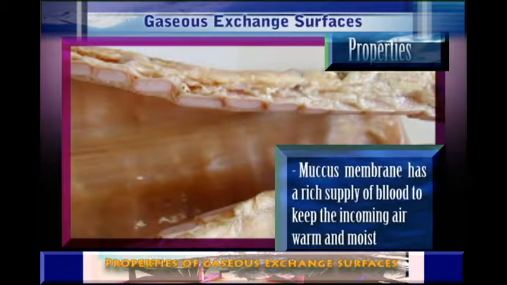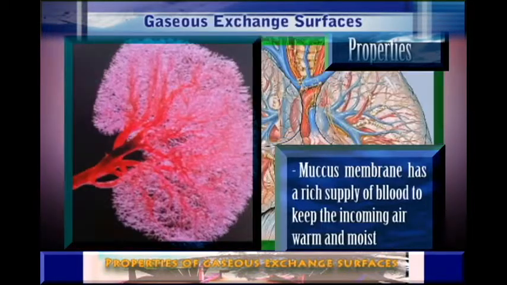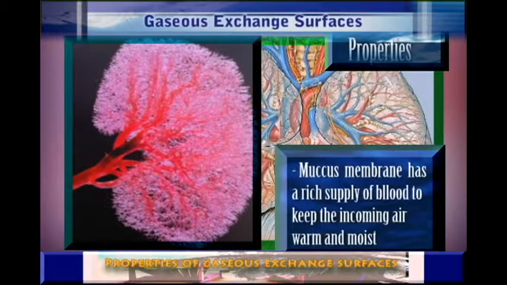The mucous membrane has a rich supply of blood, and this rich supply of blood keeps the incoming air warm and moist. That is the function of the blood supply.